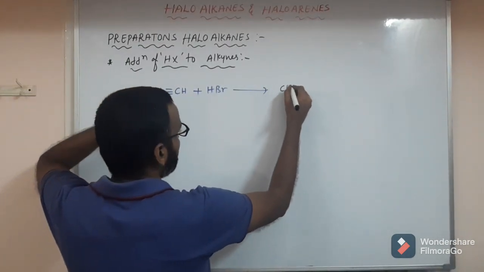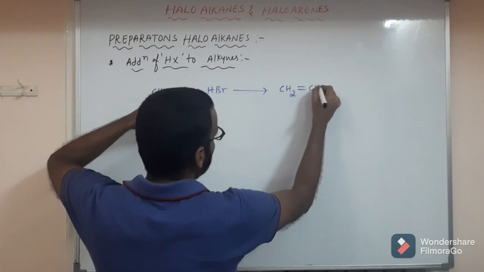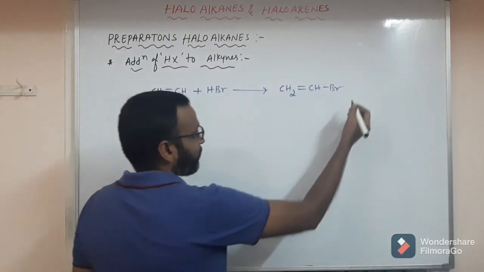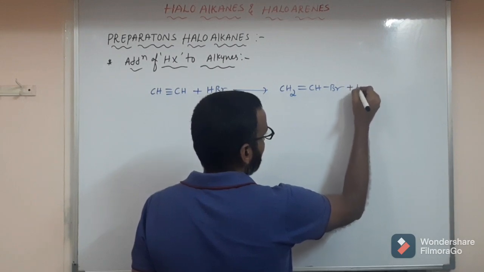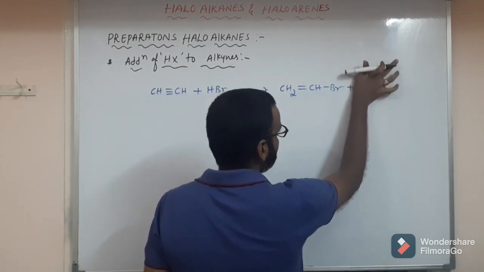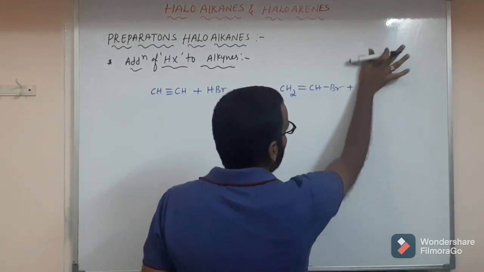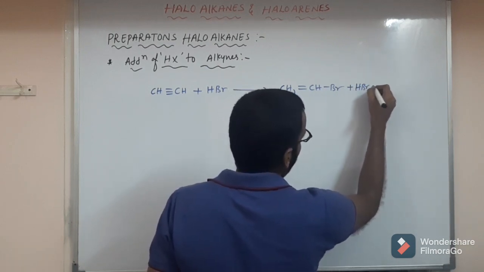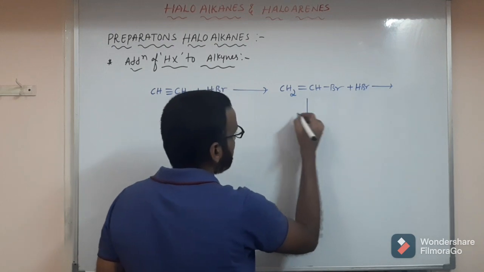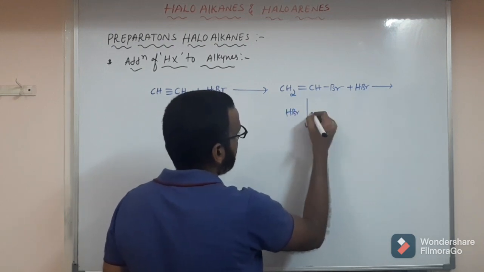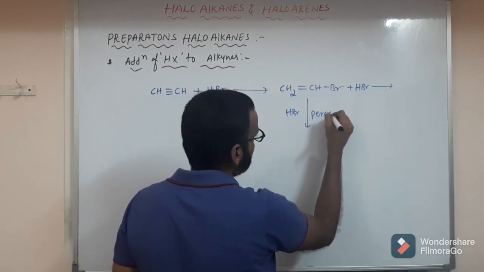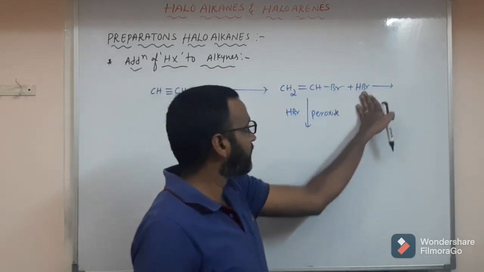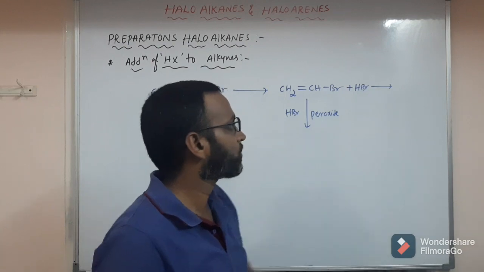So now you are having CH2 double bond CHBr. Now for this, I am adding HBr again. In one way I have a peroxide, and in the other way I don't have any peroxide. So what is the product?